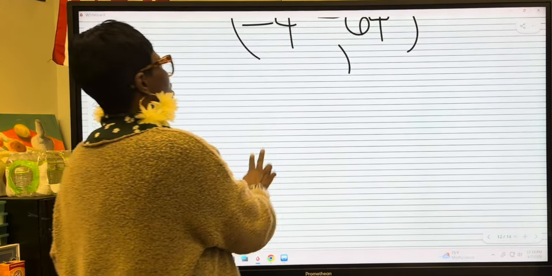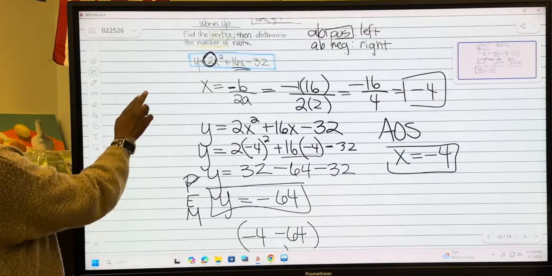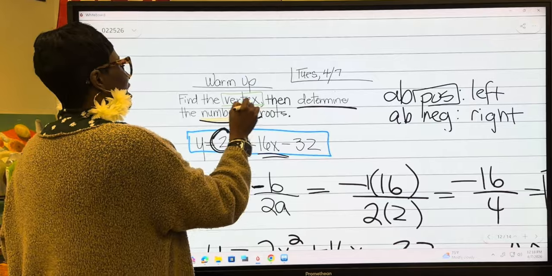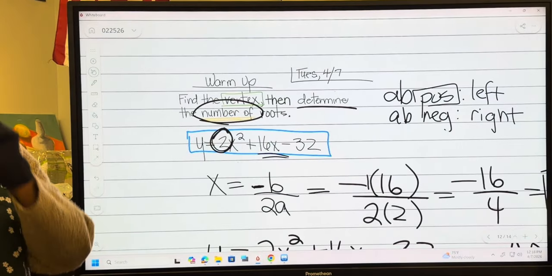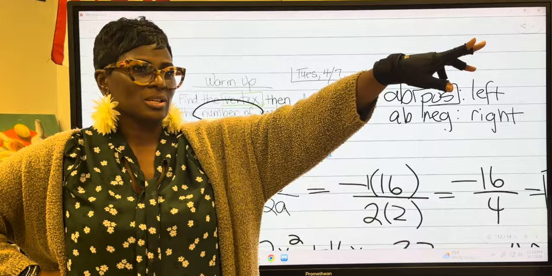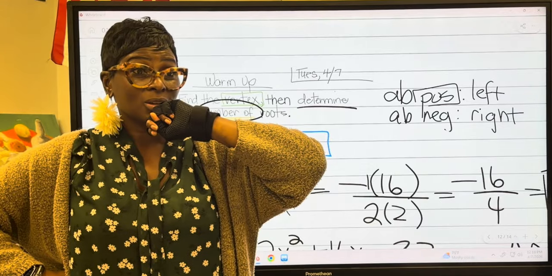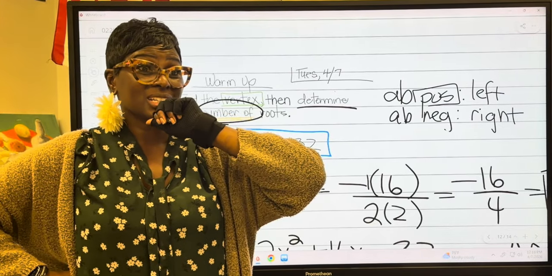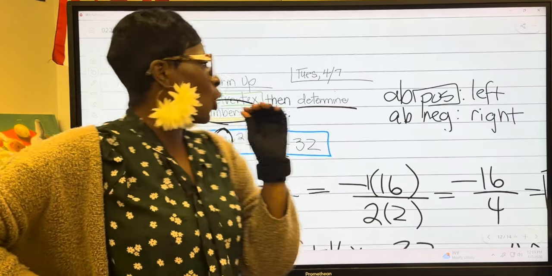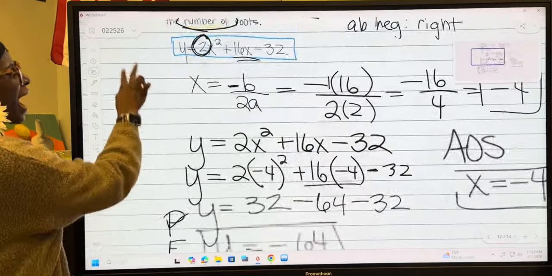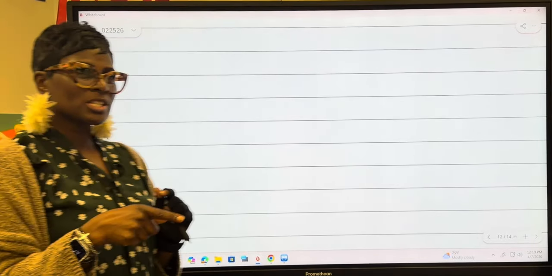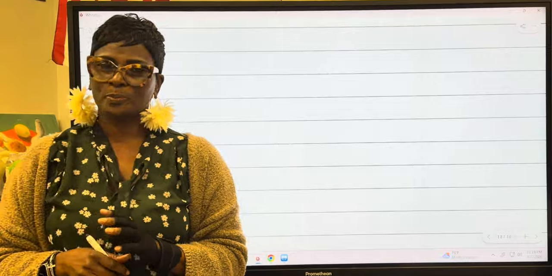Let's answer the second part of this question. The second part of this question is determine the number of roots. What are my possible outcomes? How many times can I hit the x-axis? 2. I could hit it once, or I can hit it none. Are y'all following me? So I'm looking to see whether or not I get 2 solutions, 1 solution, or no solution.